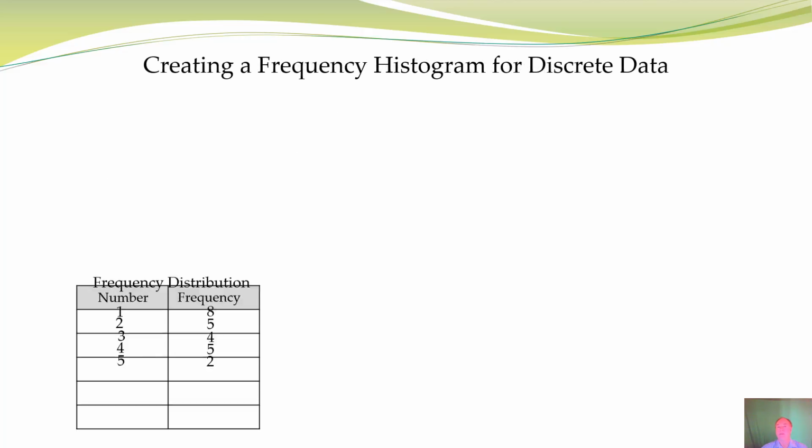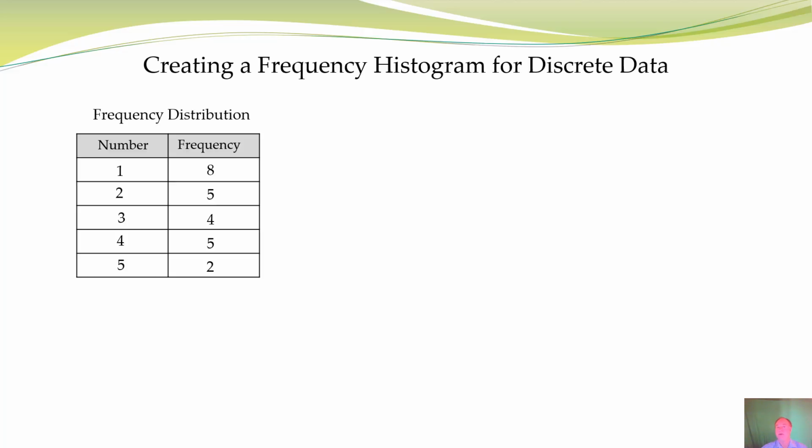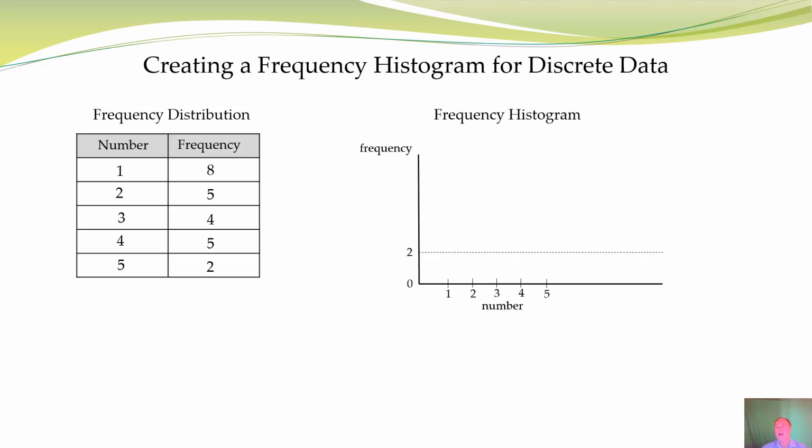Creating a frequency histogram. Let's use the frequency distribution from our previous example. So I would draw a graph with the categories along the horizontal axis and the frequencies up the vertical axis. Now I would draw a rectangle for category 1, which has a frequency of 8. So I draw a rectangle up to the 8. Now I go to category 2, 5. So I draw another rectangle up to 5, but make sure the rectangles touch.